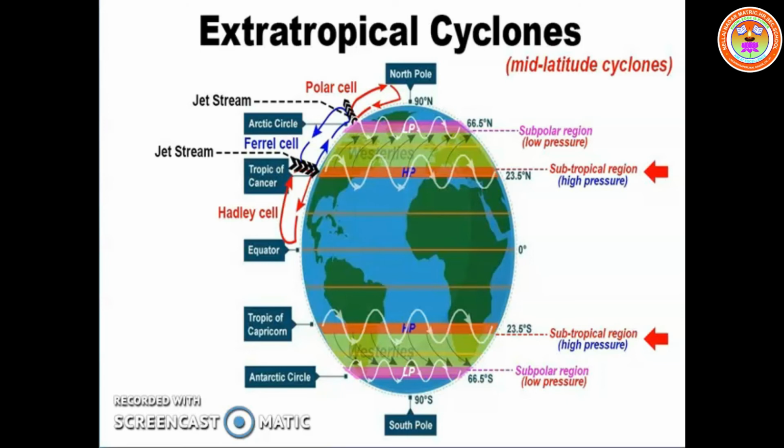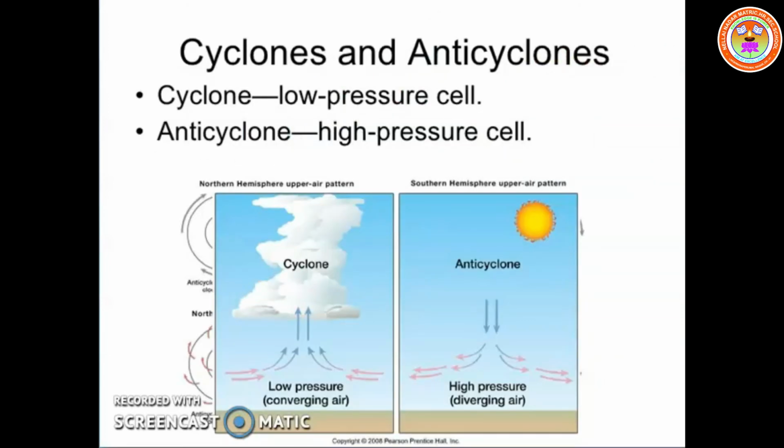Next one is cyclone and anticyclone. Anticyclones are the opposite of cyclones. Here, an area of high pressure is found in the center, surrounded by low pressure on all sides. The wind from the high pressure region moves outward to the low pressure region in a spiral form. Anticyclones are often accompanied by cold and heat waves.